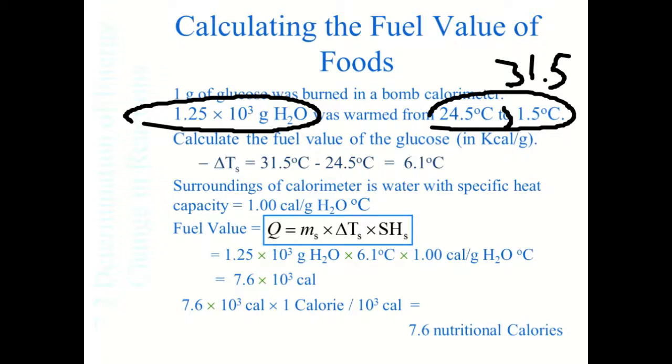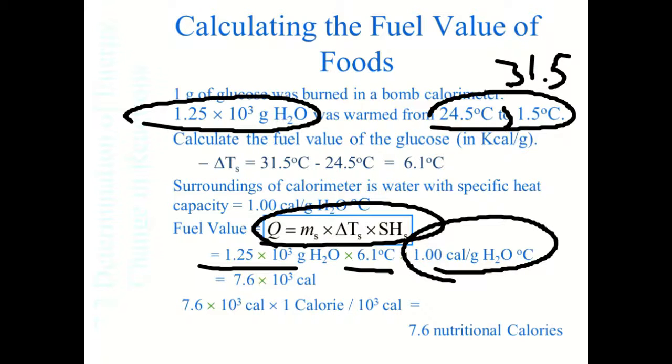I told LOH 206 downstairs. Okay, and this is the formula. Q equals MS times delta TS times FH. Yes? The mass of the solution, you will plug that in. Temperature difference is 6.1 because you subtract 24.5 from 31.5. And the specific heat is 1. Does that make sense to you all, please? You plug it all in, and you will get this calorie.